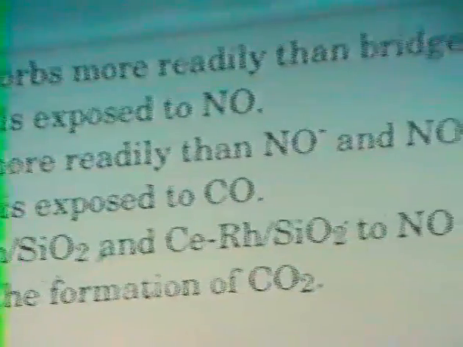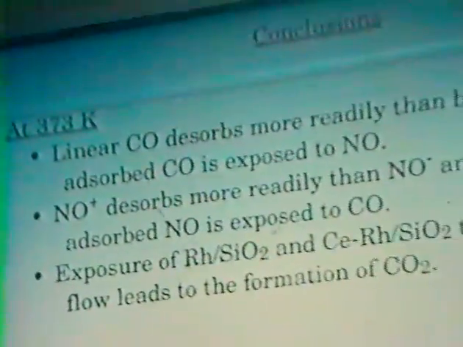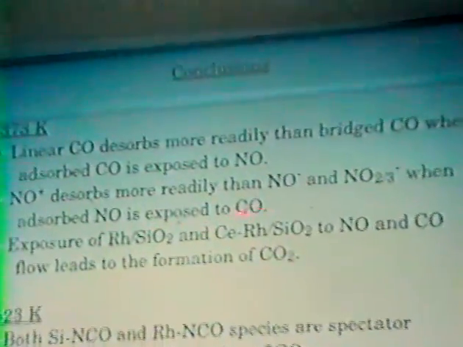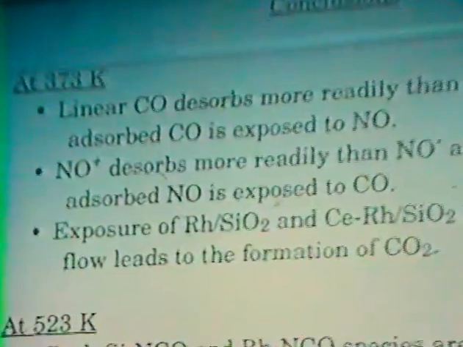Okay, this is my last slide. Basically, what I would like to do here is to conclude our observations. At low temperature, at 100 degrees C, linear CO dissolves more readily than the bridge CO species when the adsorbed CO is exposed to the gas phase NO. And NO+ dissolves more readily than the NO- and the nitrate species when the adsorbed NO species is exposed to CO.